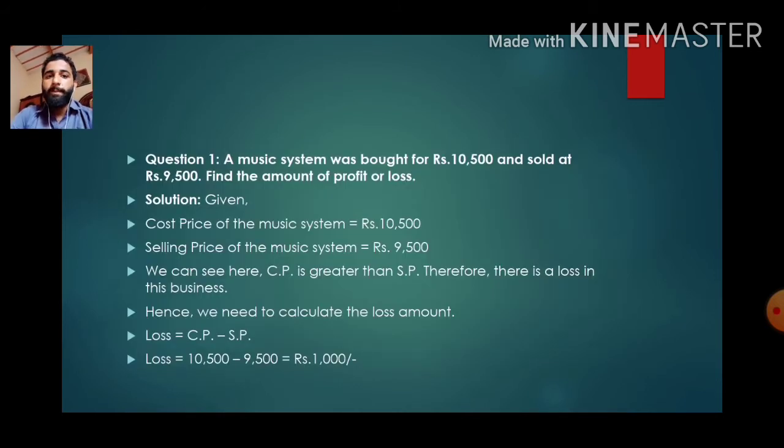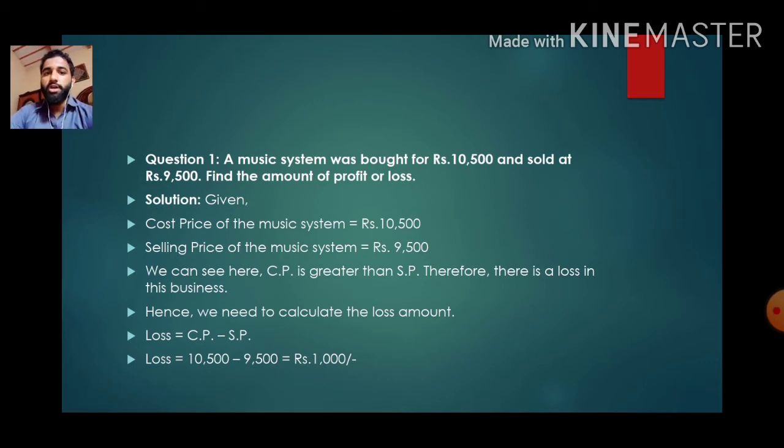Question 1. A music system was bought for 10,500 rupees and sold at 9,500 rupees. Find the amount of profit or loss. Here we don't have to calculate the percentage. The problem says that we have to calculate the loss or profit.